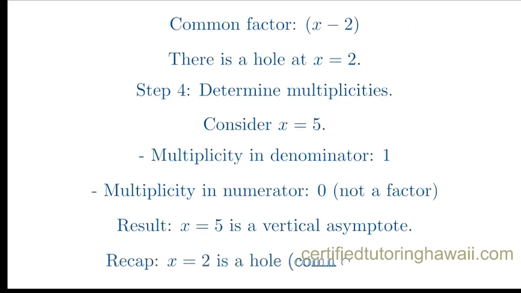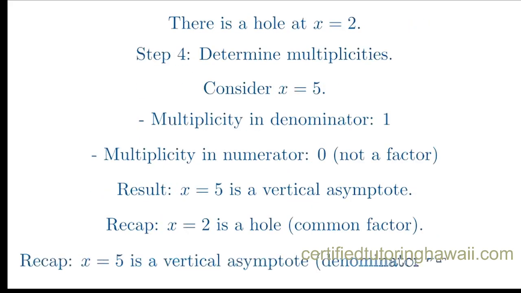To quickly recap, the zero x equals 2 became a hole because it was a common factor in both the numerator and denominator. The zero x equals 5 became a vertical asymptote because it was a zero of the denominator only. Let's explore an example where we need to compare multiplicities, which occurs when a zero of the denominator is also a zero of the numerator, and they are not common factors of the same multiplicity.